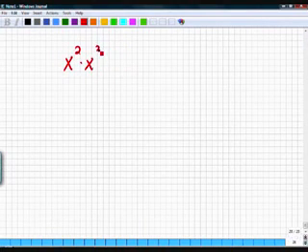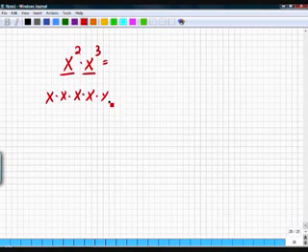X squared times x to the third. If you remember what this stuff means, it helps with your laws. This is 2 x's times 3 more x's. So you have x times x times x times x times x. Right? So x squared times x to the third is x to the 5th. You don't have to remember the rules if you remember why they work the way they work.